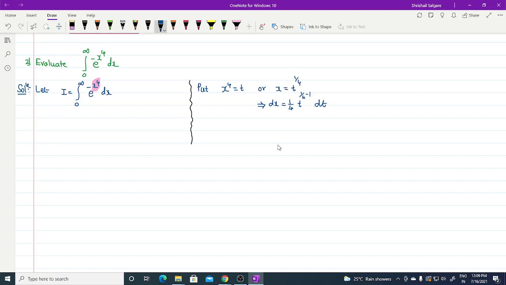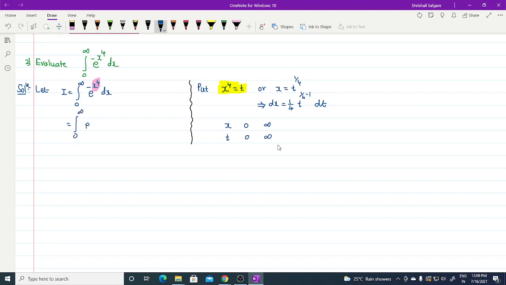Further, given limits for x are 0 and infinity. Now obtain t. If x is 0, what is t? 0 raised to 4 is again 0. If x is infinity, what is t? Infinity raised to the 4th power again becomes infinity. So the new limits are also from 0 to infinity.